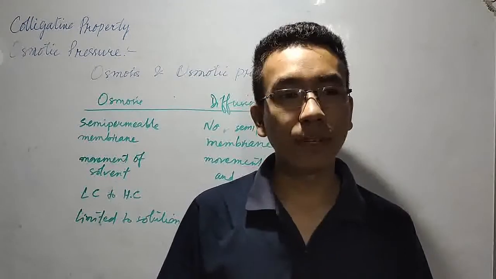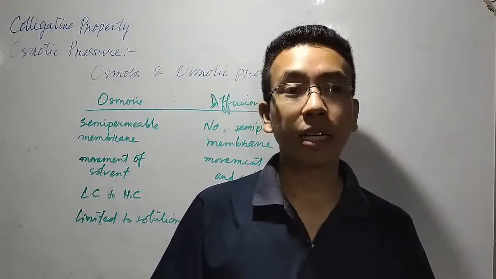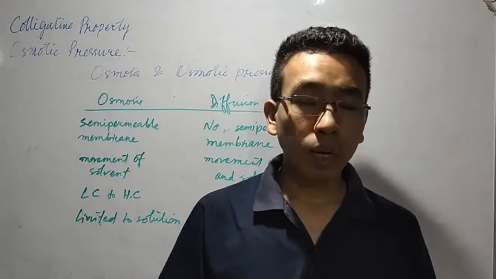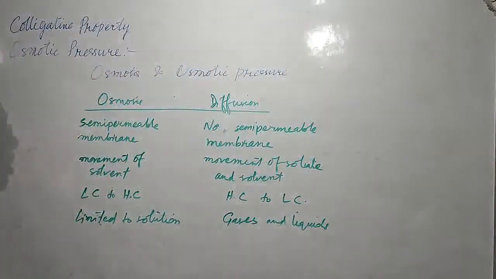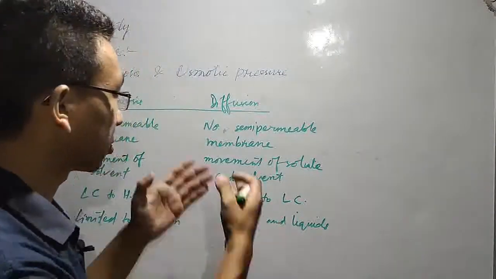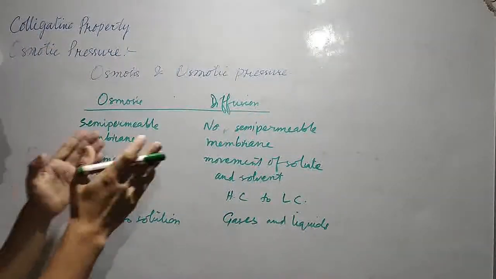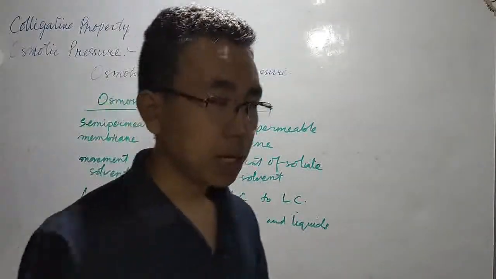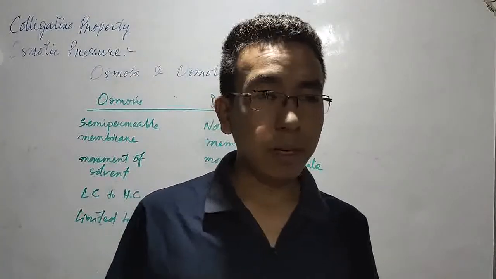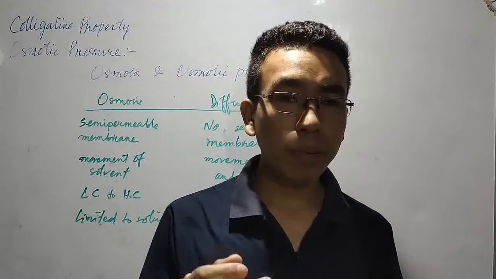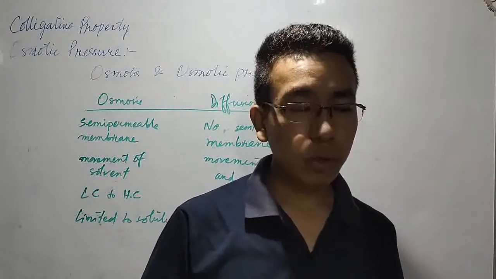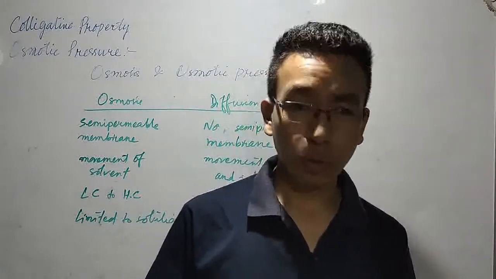Hello class, in this video we shall be discussing another colligative property, that is osmotic pressure. Let us first see what is osmosis, then diffusion, and later on we shall go to the osmotic pressure. The phenomenon of the flow of solvent through a semi-permeable membrane from pure solvent to the solution is called osmosis.